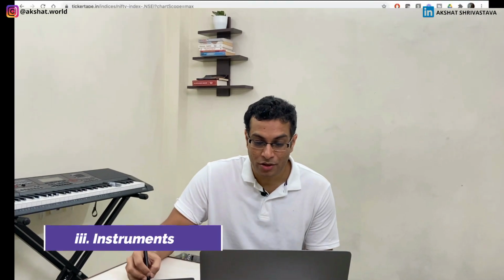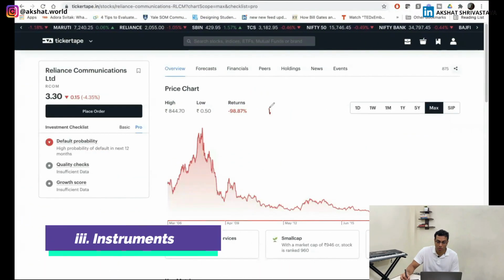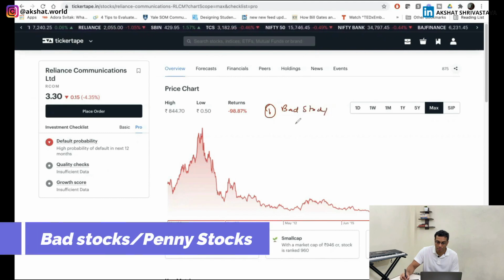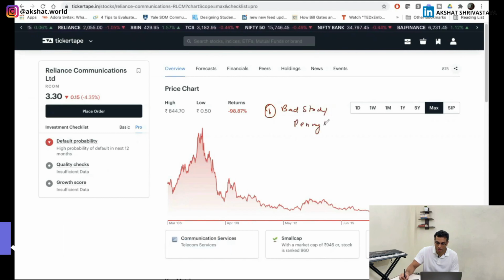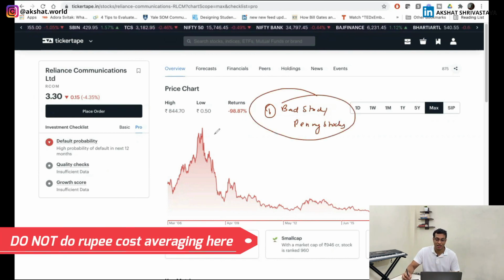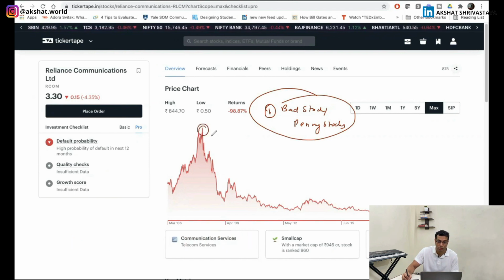Now this brings me to section 3. In what instruments you should do dollar cost averaging? So number 1, let's consider bad stocks or penny stocks. Now please don't do dollar cost averaging here or rupee cost averaging here, because what you would end up assuming is that, hey, this stock is really good. It is falling down, so let me put money regularly on this. And if you would have made regular investments on this stock, is it giving you growth? The answer is no, right?